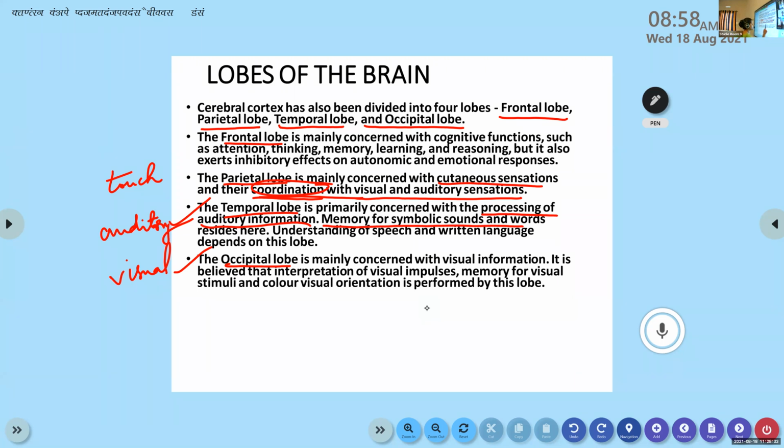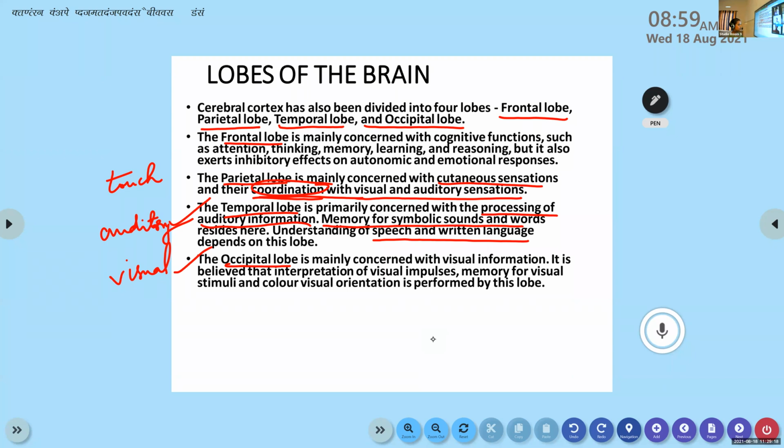Understanding of speech and written language. That is also one function that depends on this lobe. You know, when you're sitting in class, and somebody else is taking class and you're very bored, one of your friends writes a chit and passes a message to you. Maybe just how are you? Is the class boring or something like that? You have to read and understand that. Yes, that is also dependent on this temporal lobe. Understanding of speech, that is something somebody else speaks, and also the written language.